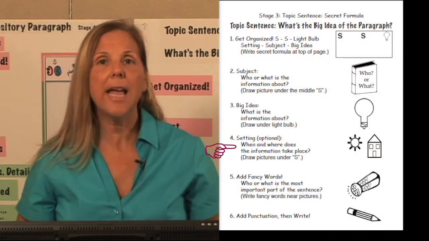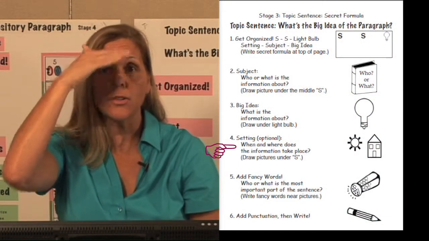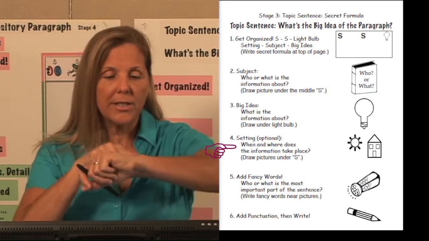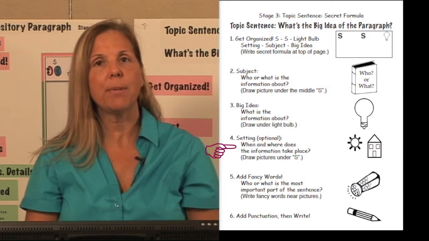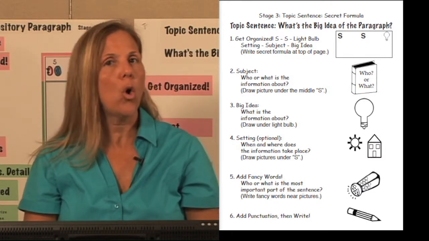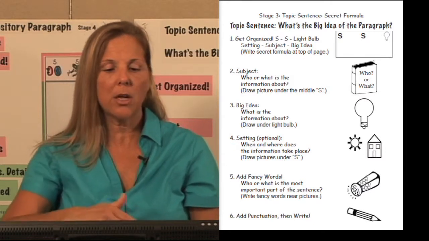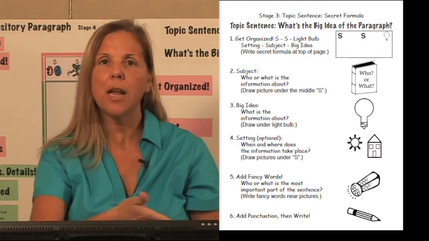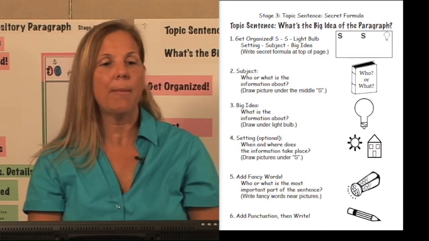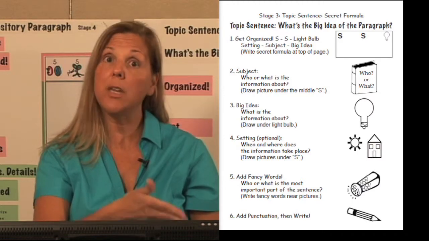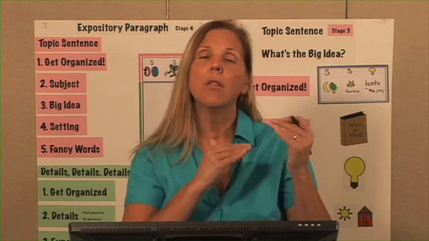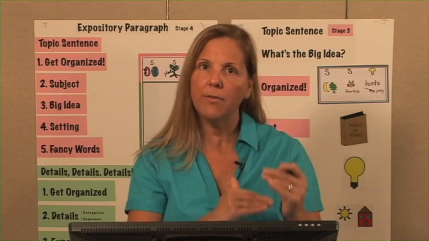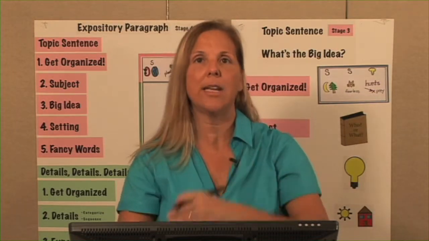Step 4, setting. When and where does this information take place? What's the time? What's the place? Notice next to that step it says optional because you don't always need a setting. If I was talking about molecules, I may not have a setting. If I was talking about Abraham Lincoln, I probably would need a time and a place. When you're writing a topic sentence for information, the setting is optional. It's only if you need this to understand the information.